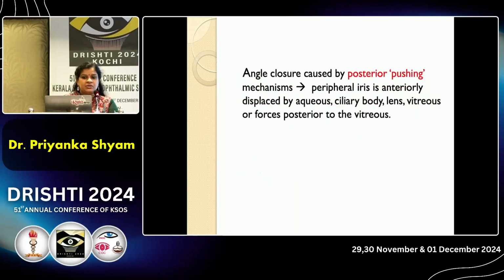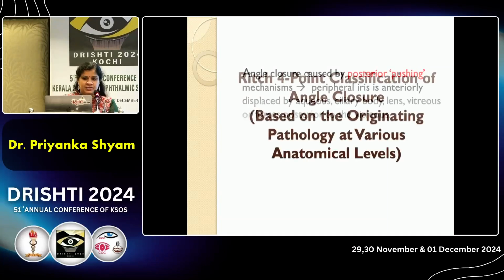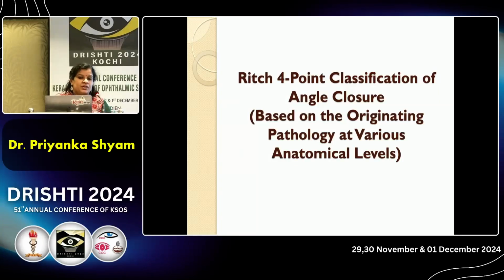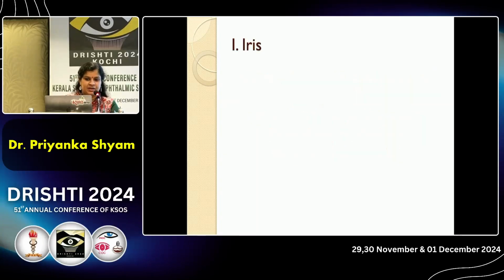So, the angle closure caused by posterior pushing mechanism is mainly caused by the peripheral iris being anteriorly displaced by aqueous, ciliary body, lens, vitreous or forces posterior to the vitreous. The 4-point classification of angle closure is based on the originating pathology at various anatomical levels.